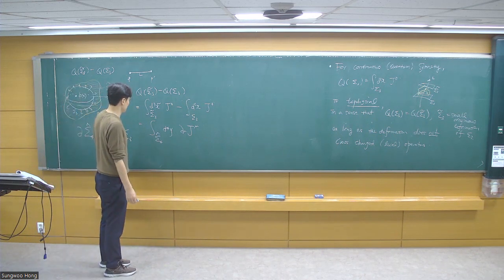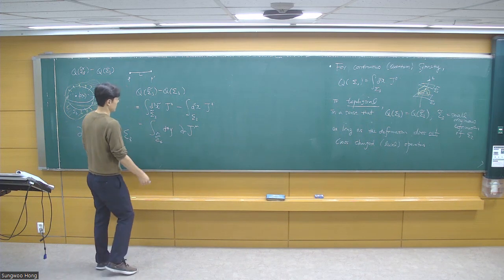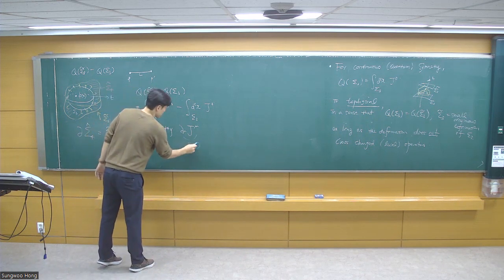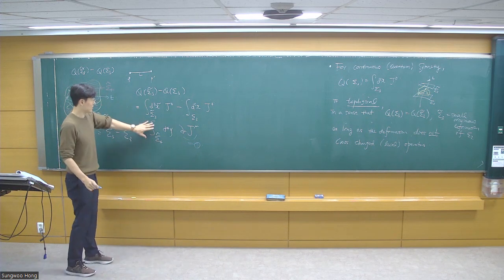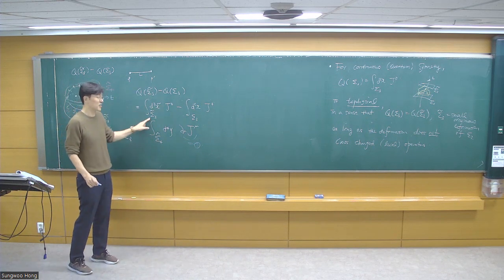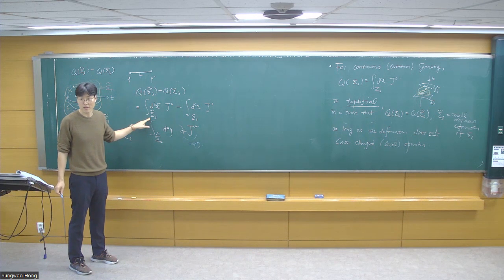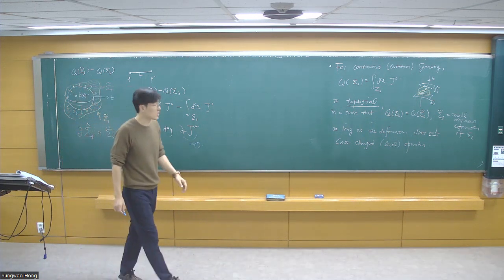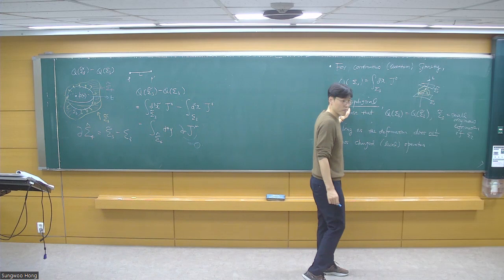Good, so now I'm done, right? Because this is conserved if it is a symmetry. Then that means this is zero, and that means this is the same for any choice of time slice. Okay? So in this sense, charge is topological.